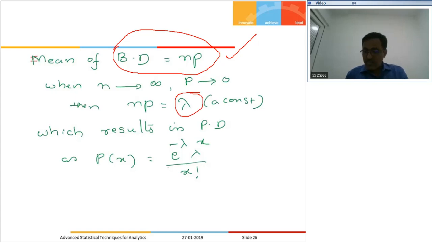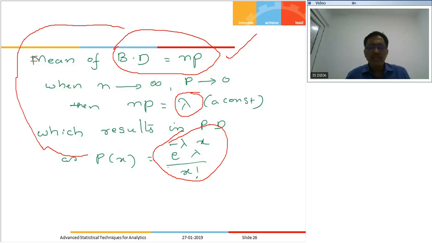I am not showing the derivation here. The actual binomial distribution, nCx p^x q^(n-x), whatever is there, we approximate. If we use this concept, then finally we'll get this. That means Poisson distribution is an approximation of binomial distribution. It is the one which is derived from binomial distribution with the conditions n tends to infinity and p tends to 0. Just try to remember this only.